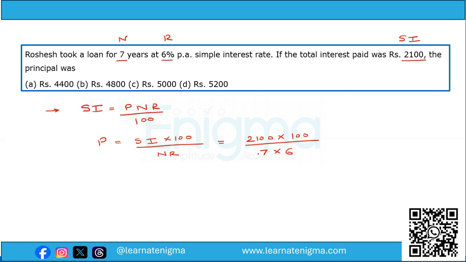Okay. Now we can divide this 7 into 300, 6 into 50. So 50 into 100, we get the principal as 5,000. So this is our answer, option C.